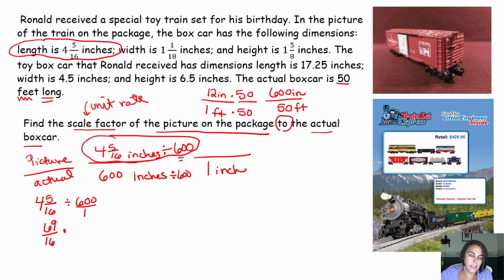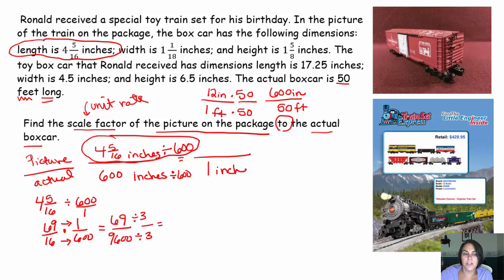Drop change, and now we'll flip this one: 1 over 600. And I'm going to just multiply straight across the top, straight across the bottom. 69 times 1 is 69. 16 times 600. Use your calculator if you need. That should be 9,600. Actually, I'm going to divide numerator and denominator by 3.